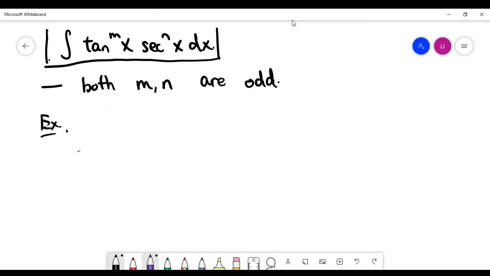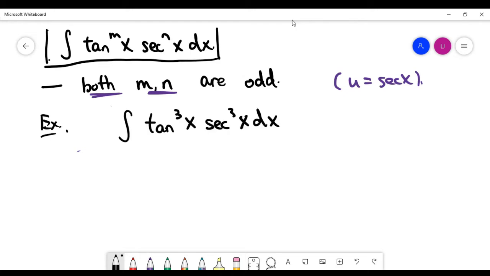And in the current case, we'll look at another scenario where both m and n are odd, both. So I claim that the way to use is u equals secant x, and let's see whether it works out or not. So please look at the current problem. You see both powers are 3, which are odd. So it satisfies our conditions here.